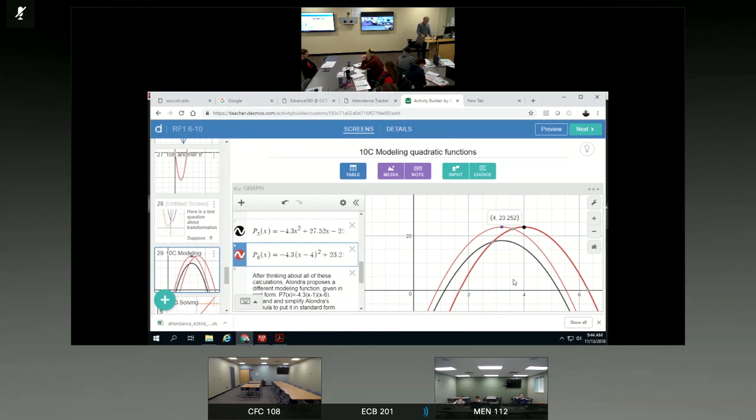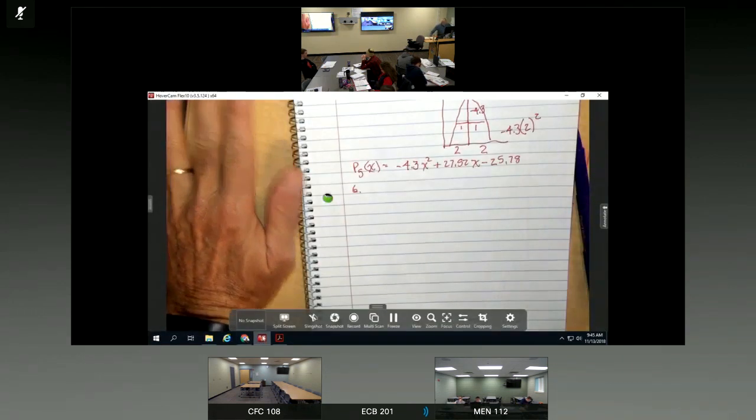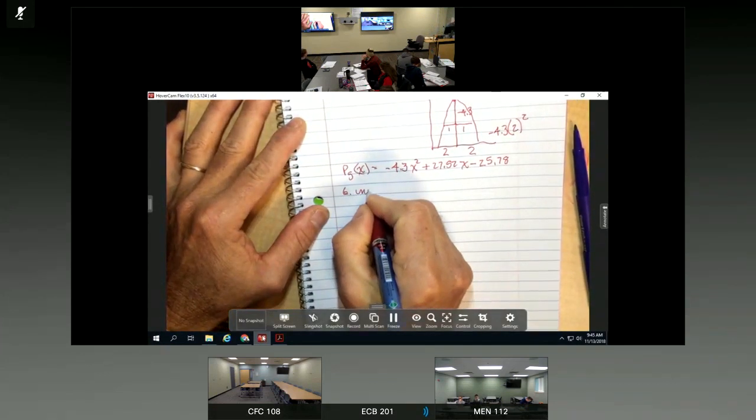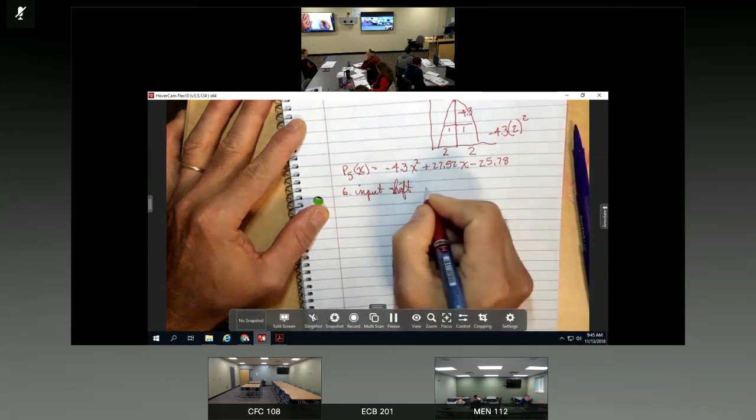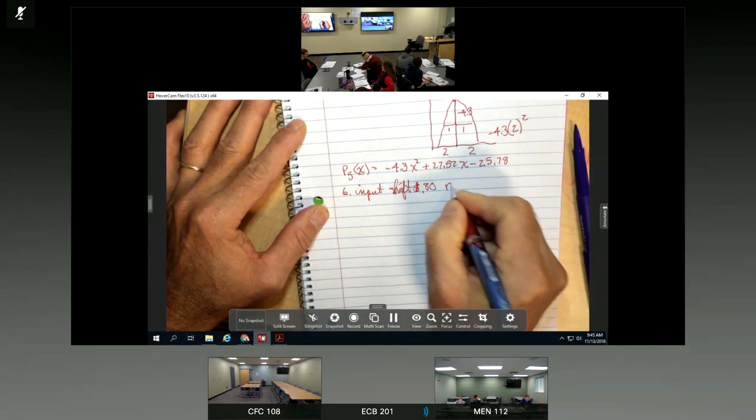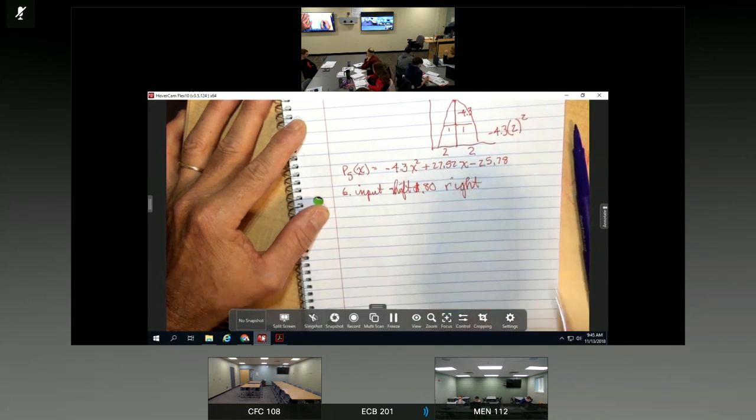So it's our original function, just moved. Number 6, we would say it's an input shift of 80 cents to the right.